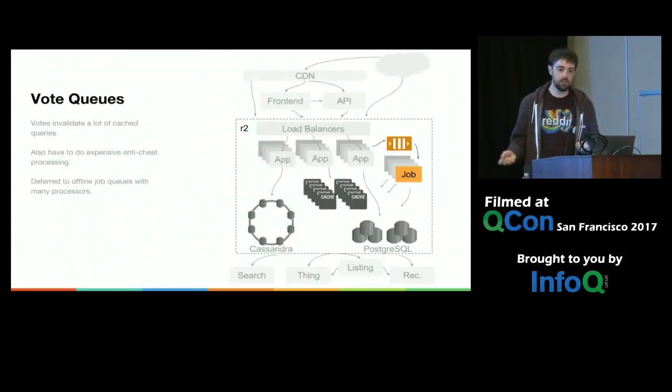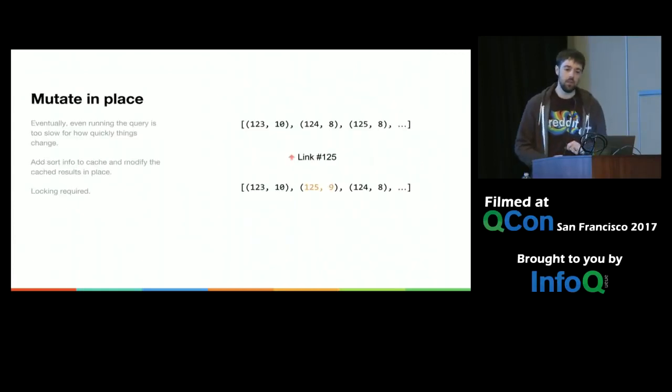Those listings needed to be invalidated whenever you change something in them, which happens when you submit something, but most frequently it happens when you vote on something. And so the vote queues are something that really update those listings very frequently. We also have to do some other stuff in those vote processors, such as anti-cheat processing. It turns out that running that select query, even occasionally when you invalidate it, is still kind of expensive. So when you're doing something like voting, you have all the information you need to be able to go and update that cached listing. You don't really need to rerun the query.